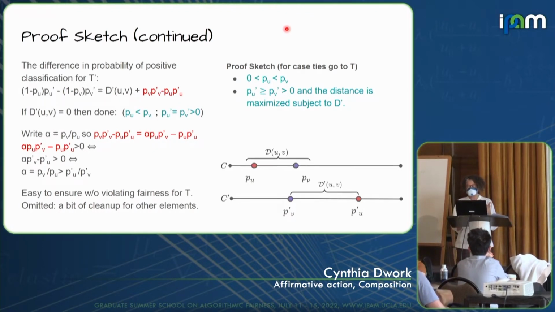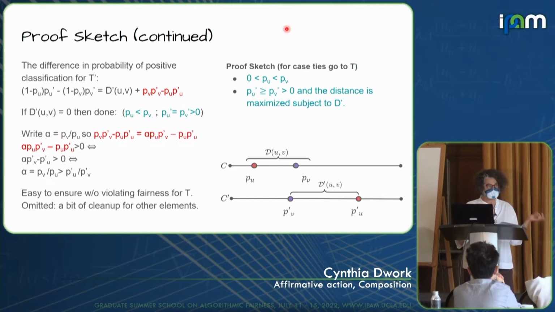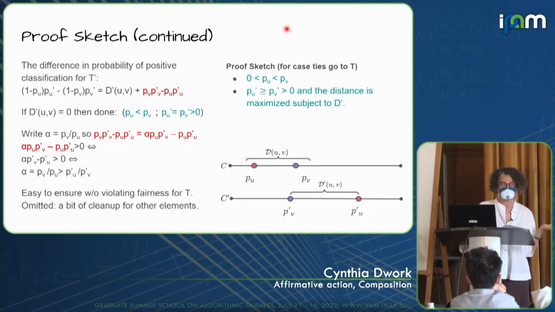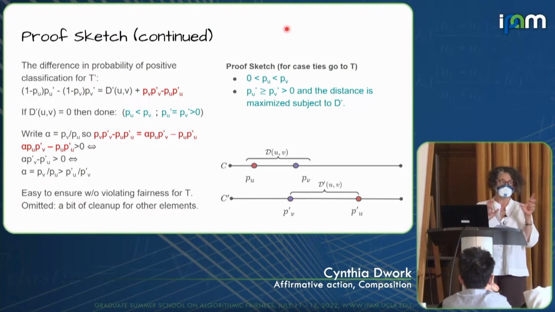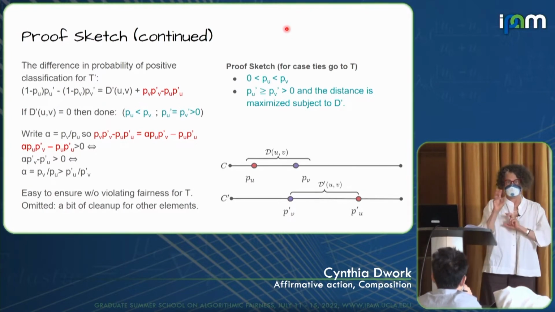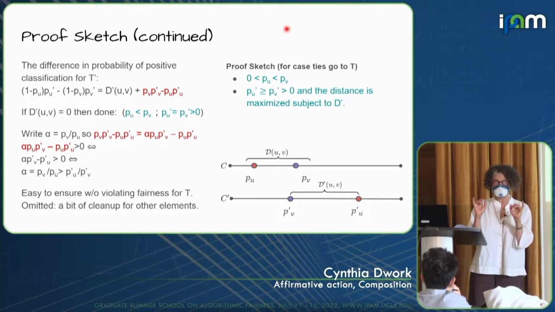So is there a solution? Let's look at the advertising problem. Is there any solution? Can you think of any solution that would combine individually fair advertising classifiers to get something that's fair in total?